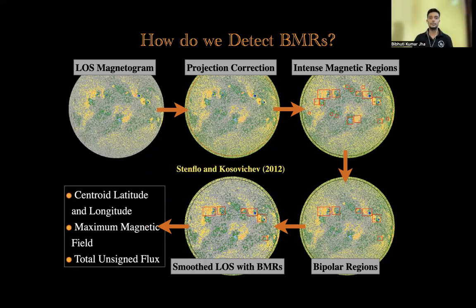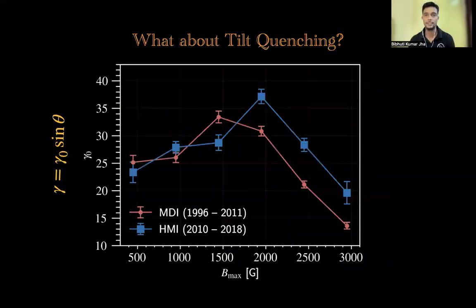This method is not completely developed by us; it is inspired by the method of Stenflo and Kosovichev in 2012. So now let's come to what we get. We plotted gamma naught, the amplitude of Joy's law. Tilt also has an impact from latitude, so to remove the latitudinal effect, we plotted gamma naught with respect to Bmax. We took 500 Gauss bins in Bmax and calculated gamma naught in each bin, and then plotted it with respect to Bmax.